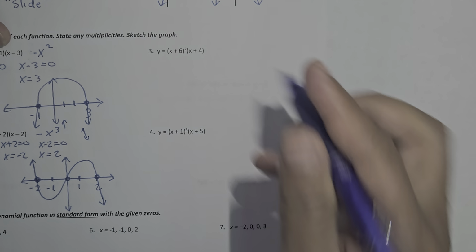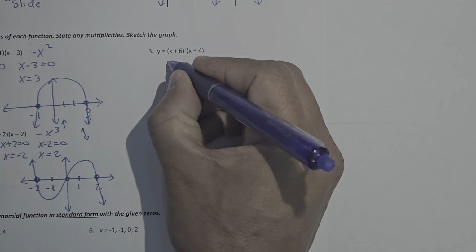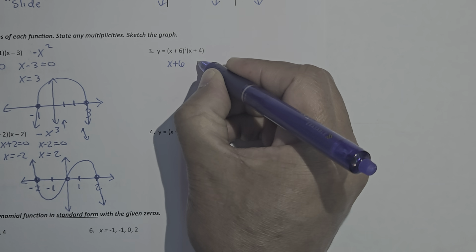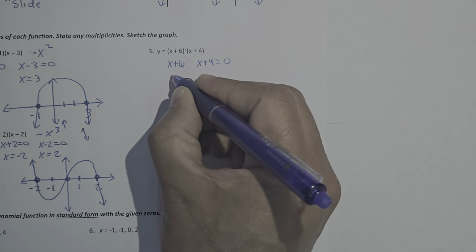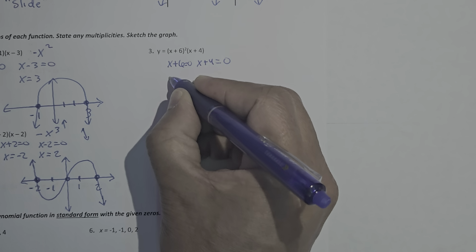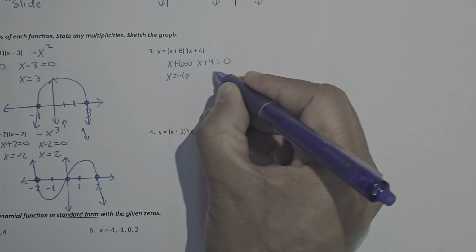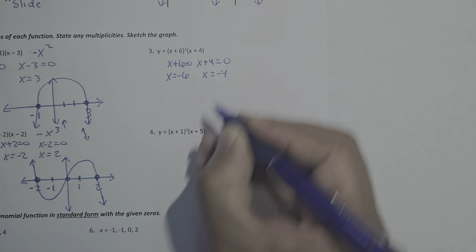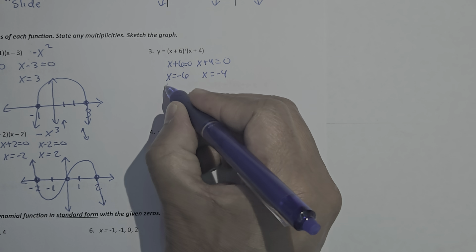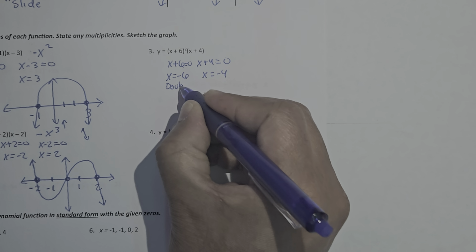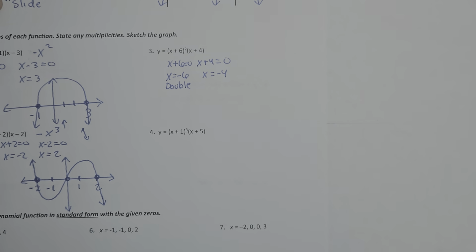Okay, example number 3. For this one, I set each one of them equal to 0. So x plus 6 equals 0, and x plus 4 equals 0. So then subtract 6 for this one, which means x equals negative 6. And for this one, x equals negative 4. But notice this is second power. So this one here is a double solution. So that'll tell us that it's going to bounce right off of the x-axis.